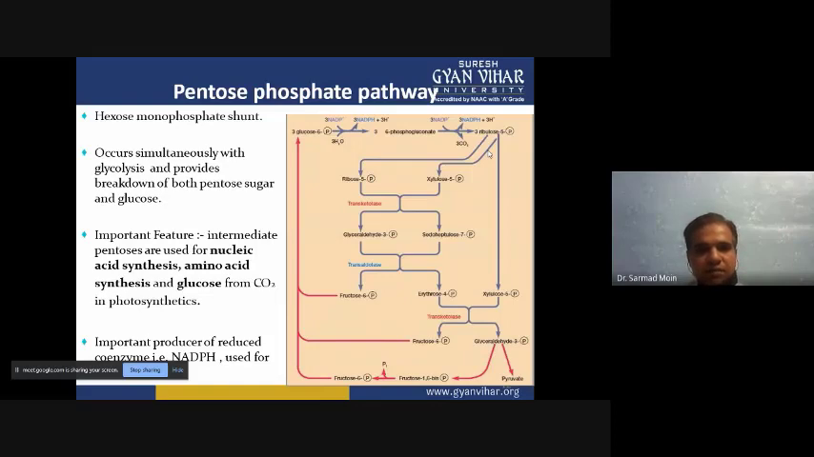The intermediate pentoses are used for nucleic acid synthesis, amino acid synthesis, and glucose from the CO2 in photosynthesis. So the intermediates serve various purposes: nucleic acid is synthesized, amino acids are also synthesized, and glucose molecules are utilized to form carbon dioxide, and this carbon dioxide will be released in the environment. Then it is a very important reaction because it reduces the coenzyme NADPH.